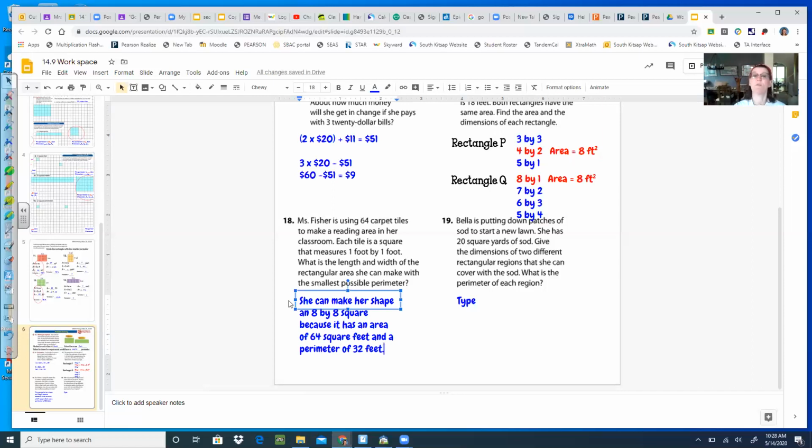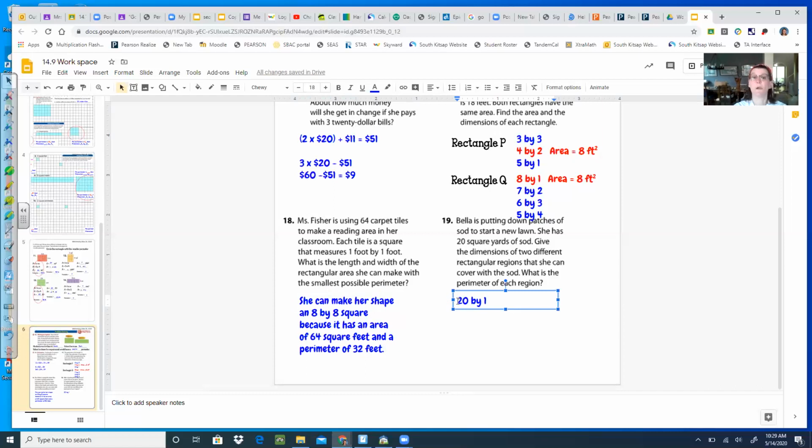Number 19, final problem. Bella is putting down patches of sod to start a new lawn. She has 20 square yards of sod. Give the dimensions of 2 different rectangular regions that she can cover with the sod. What is the perimeter of each region? Okay, so I need to think first, what are some things that multiply to be 20? Well, if she had a really long, skinny rectangle, she could have a 20 by 1.